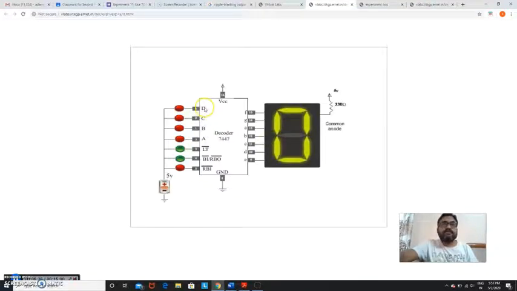Now D is the most significant bit, A is the least significant bit. So I am making the least significant bit 1, and I am getting 1 displayed over here. If I make 0 0 1 0, 2 is displayed here, 0 0 1 1, 3 is displayed here. If I make 1 0 0 0, 8 is displayed here, 1 0 0 1, 9 is displayed here.